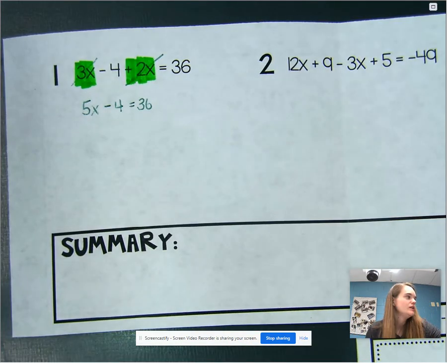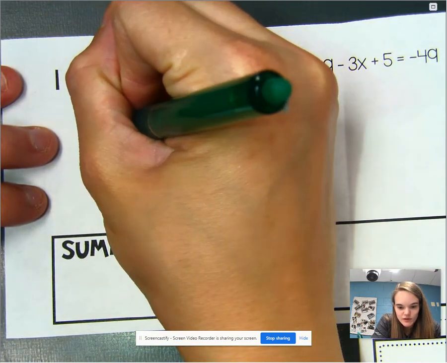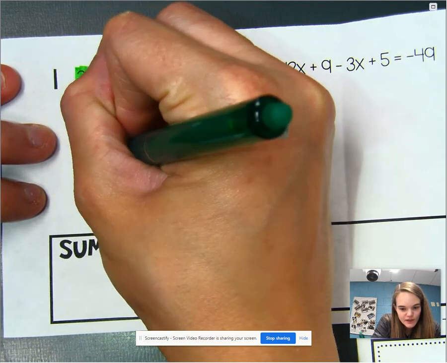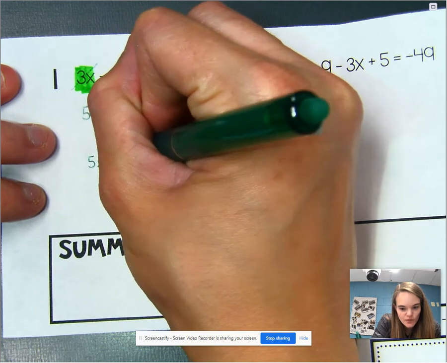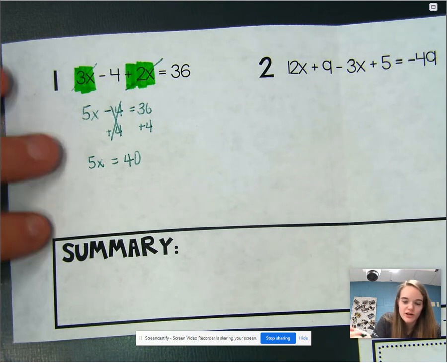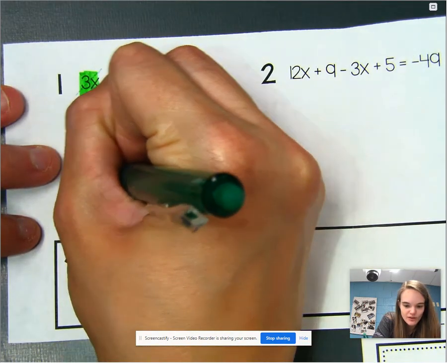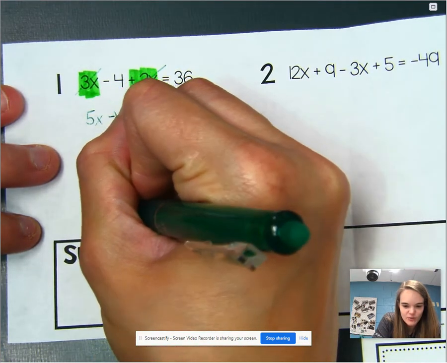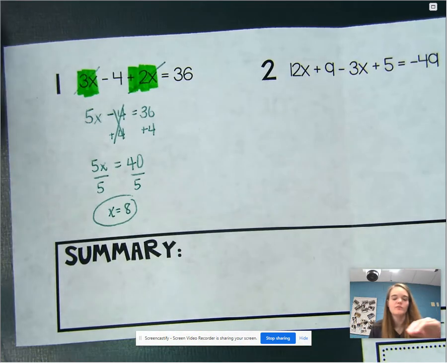I do not have any more like terms, which means this is just like a 2-step equation that we dealt with yesterday. So I'm going to go ahead and add 4 to both sides. And I have 5x equals 36 plus 4 is 40. If I make a math mistake, always let me know, because sometimes I add wrong or something. I know, you're thinking your algebra teacher adds wrong. Yeah, sometimes I do. Now I'm going to divide by 5. And 40 divided by 5 is x equals 8. So I have my answer there.